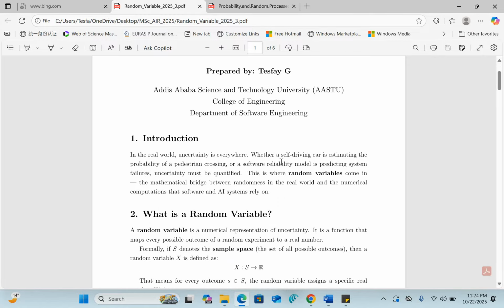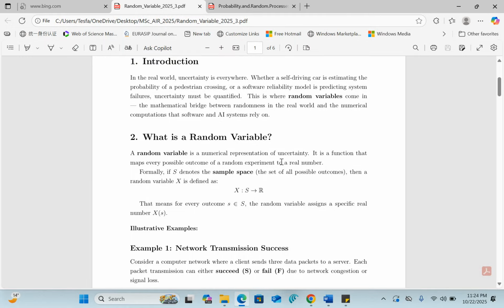Having said that, this video starts with the formal, mathematical definition of a random variable. A random variable is a numerical representation of uncertainty. What we mean by that is it is a function that maps every possible outcome of a random experiment to a real number. The key points are that it is a function, and it maps every possible outcome of a random experiment. So the experiment must be random, and there has to be an assigned real value to each possible outcome of the random experiment.